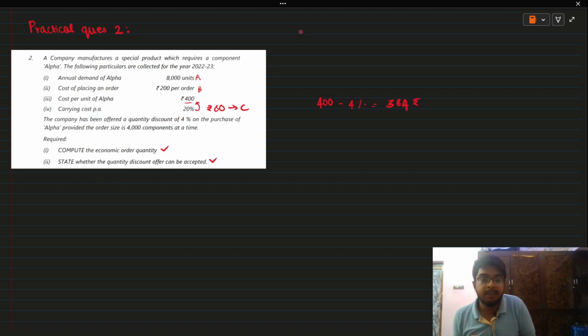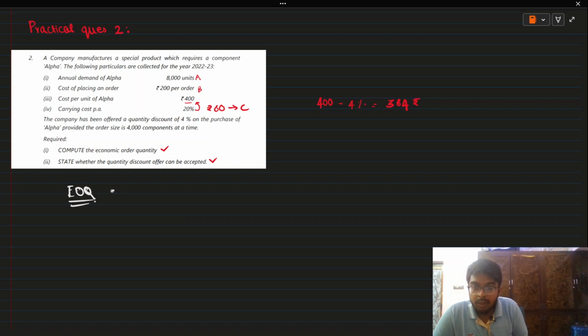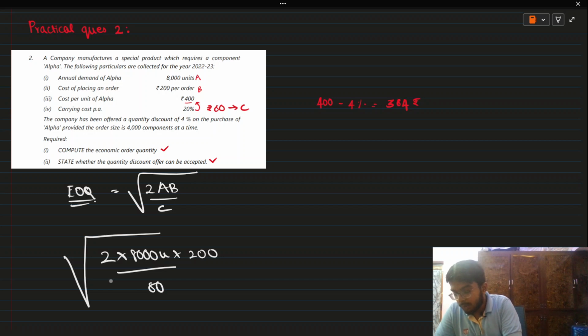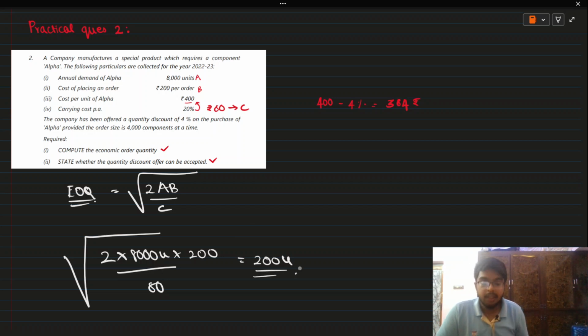Okay, let's start very simply. Let's find the EOQ is equal to root of 2AB by C. A is annual demand, B is buying cost or ordering cost, C is carrying cost. 2 into 8,000 units into 200 per order divided by 80 rupees. 2 into 8,000 units into 200 divided by 80 comes to 200 units is our EOQ.